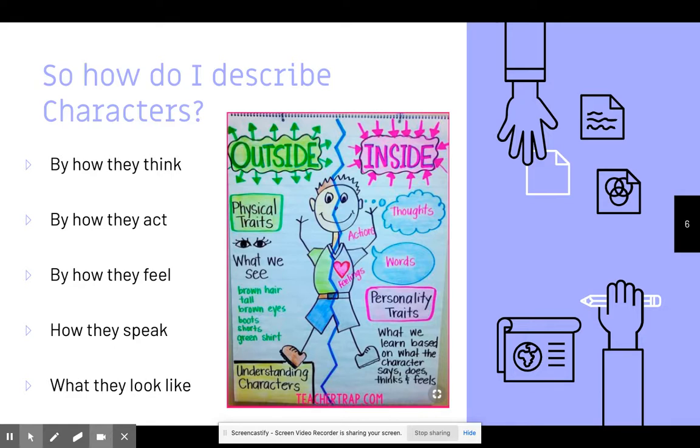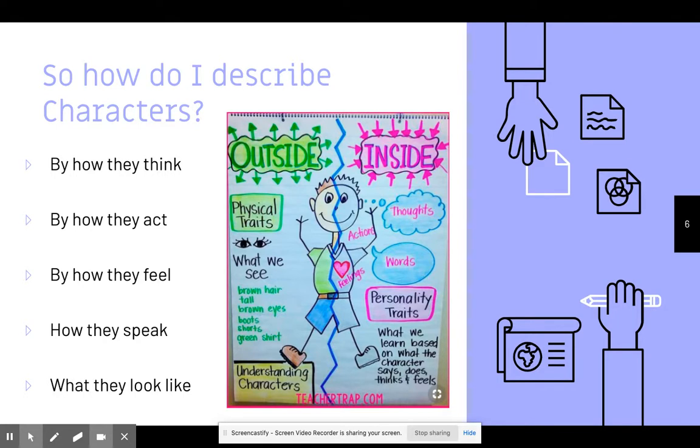Let's talk about the inside for just a second. The inside of a character, and you'll see it right here, are thoughts, actions, words, feelings. It says personality traits. What we learn based on what the character says, does, thinks, and feels. So I have a little motto that I like to do.